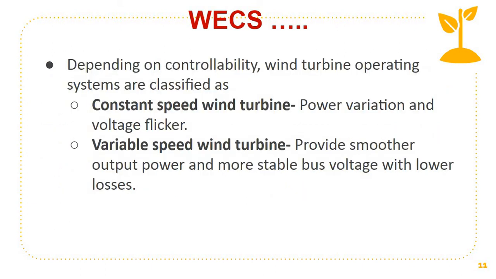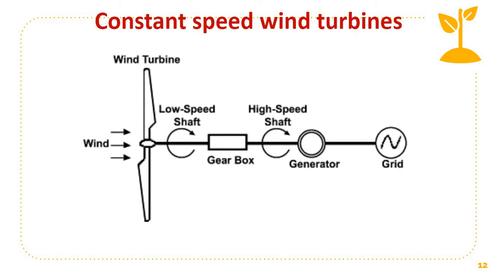So depending on controllability, the wind turbine operating systems are classified into constant speed wind turbine and variable speed wind turbine. So a constant speed wind turbine is characterized by power variation and voltage flicker, whereas a variable speed wind turbine provides smoother output power and more stable bus voltage with less losses.